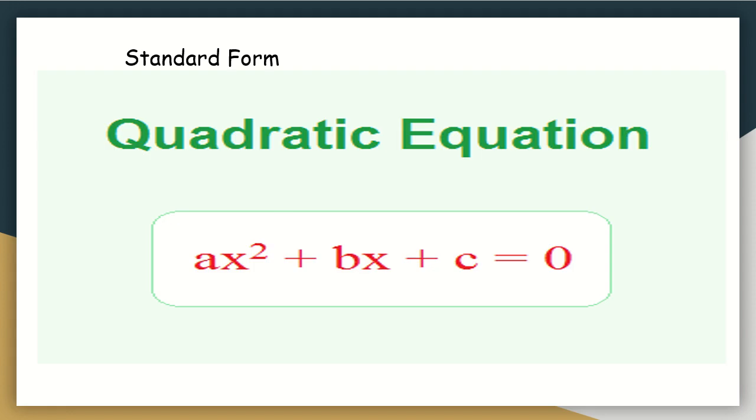So what is the standard form of the quadratic equation? Usually we write ax squared plus bx plus c equal to 0. What is the degree over here? It is 2, right? So ax squared plus bx plus c equal to 0 is the standard form for the quadratic equation.